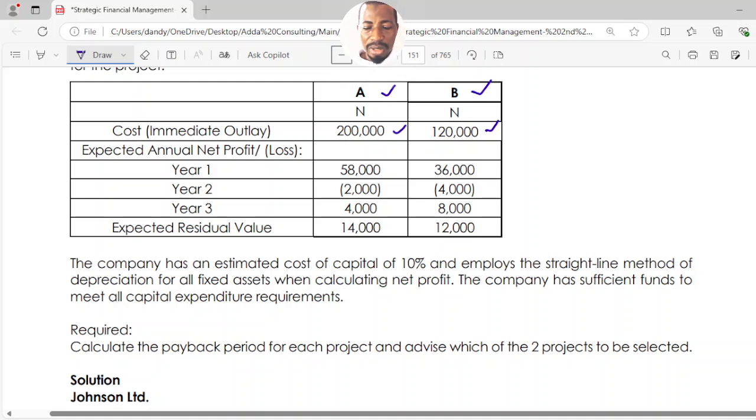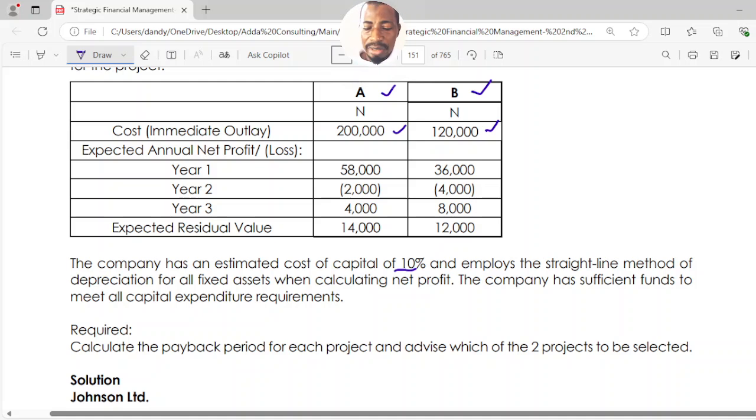So I don't need cost of capital for anything when I'm calculating payback period. All right. Therefore, that information of cost of capital is irrelevant. I only need cost of capital if I want to discount the project to the present value equivalent.